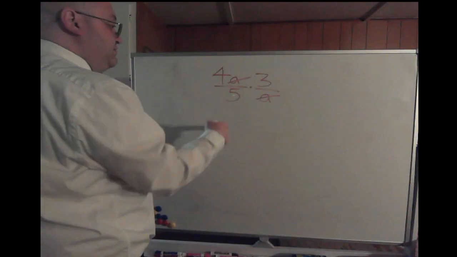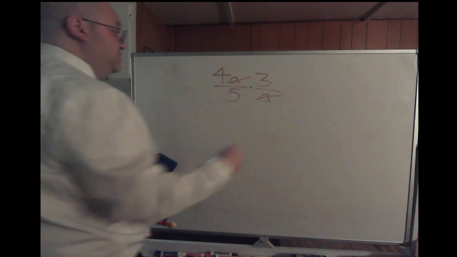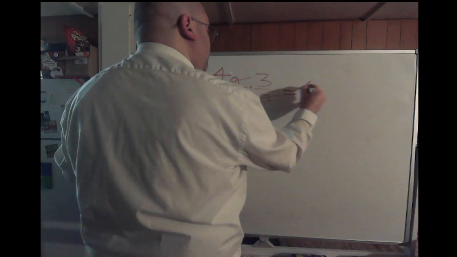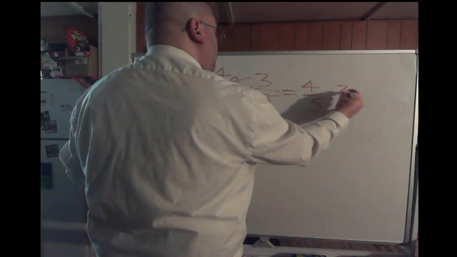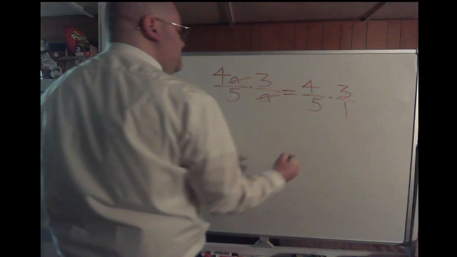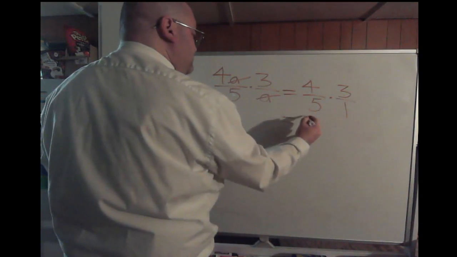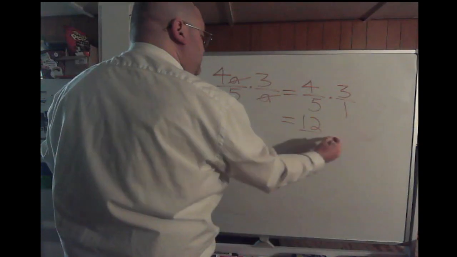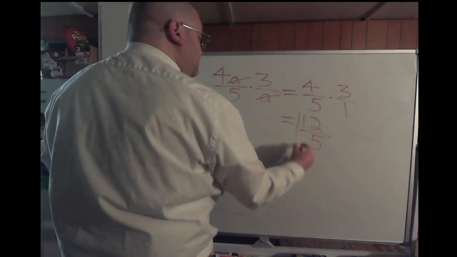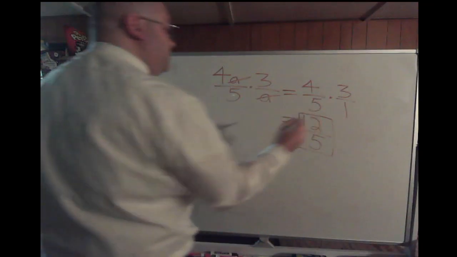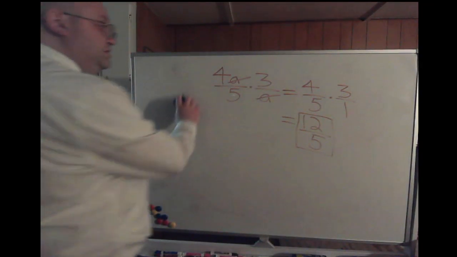There's no factors of 4 and 5 that'll cancel each other, or 3 and 5, so what you're left with is 4 over 5 times 3 over 1, which then you just multiply numerator and denominator together. 4 times 3 is 12. Then you have 5 times 1, that'd be 5. So your answer would be 12 over 5. That's exactly what you get, is 12 over 5.